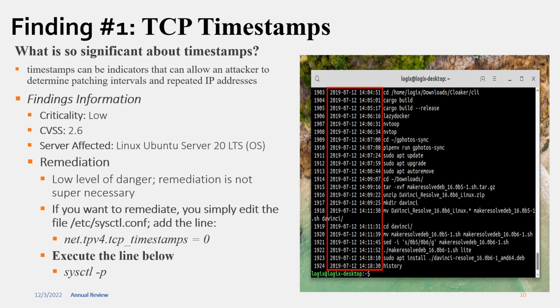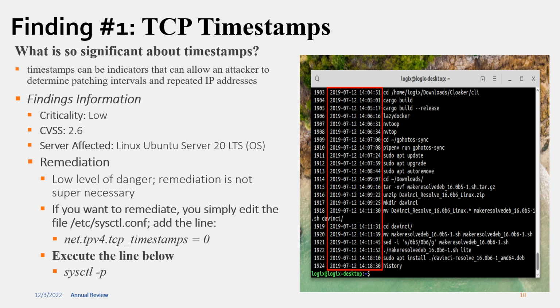By understanding the frequency at which certain services are used, we can determine what services are most critical to the operations of a company. So what I know about this finding is that it's the low criticality one. Only has a score of 2.6, so we can pretty much regard this as a very low risk finding, and it was only found in the Linux Ubuntu server. So I would suggest remediation not being super necessary unless you really want to make your systems airtight, secure.